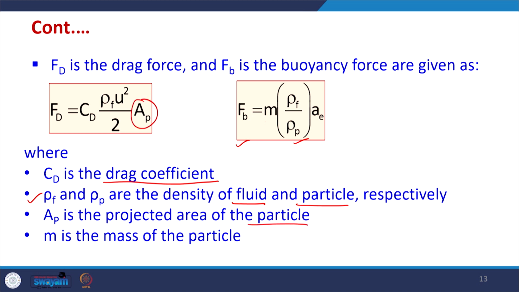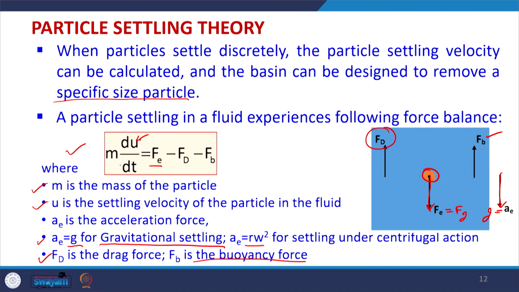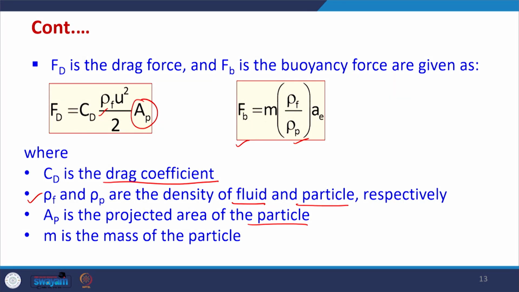So, for a spherical particle we can easily calculate this; otherwise we have to find out the sphericity and then we can determine it. m is the mass of the particle and rho f is already defined here. Rho f is the density of the fluid, u is the settling velocity. Now, what we do is put the values of F d and F b in the previous equation. So, the equation becomes like this.